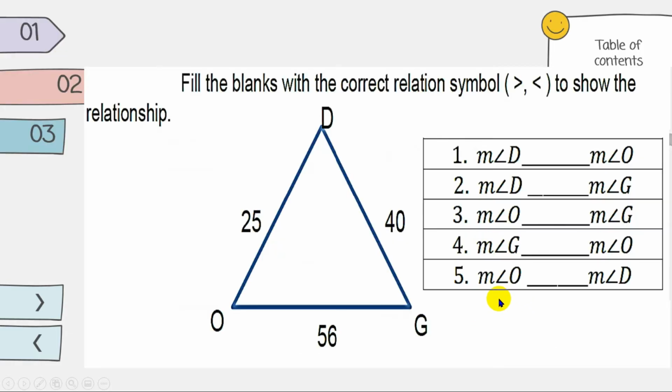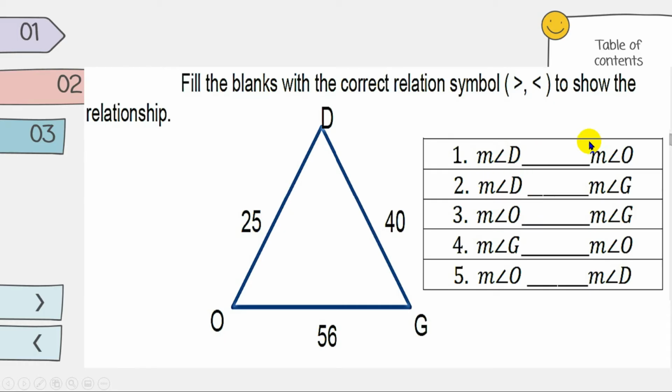Okay? So, for the last example here, fill in the blanks with the correct relation symbol, greater than or less than, to show the relationship. So, ito po yung triangle DOG with the measurements DO is 25, DG is 40, and OG is 56. Now, i-compare daw natin yung measurements na angles. Again, wala po tayong measurement ng angle. We're going to base our answer on the measurements of the sides. Because, meron din naman po tayong side angle inequality theorem.